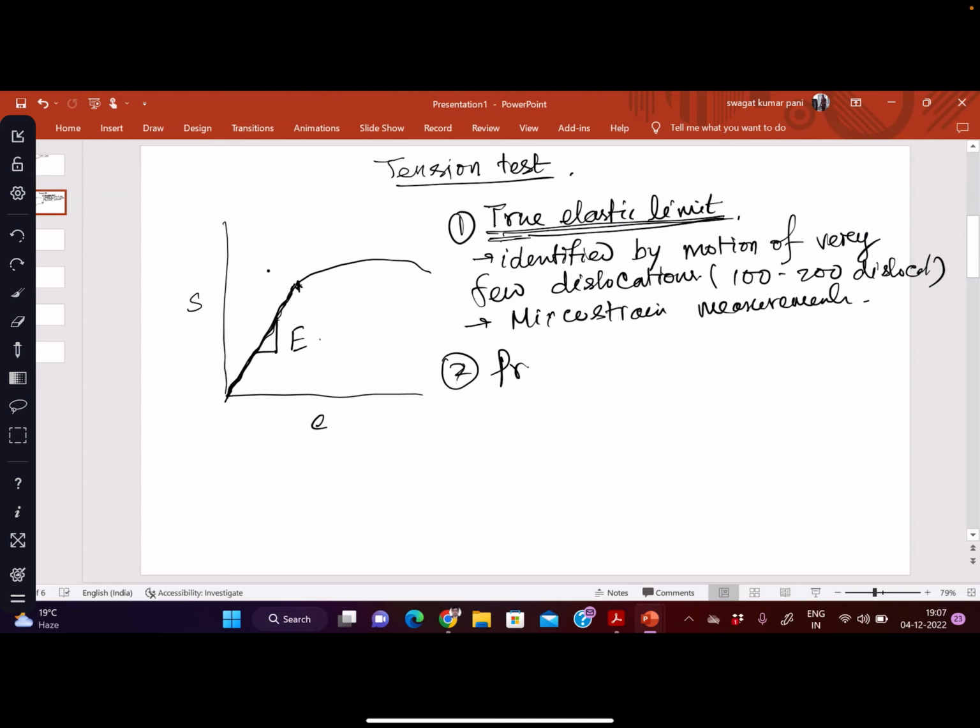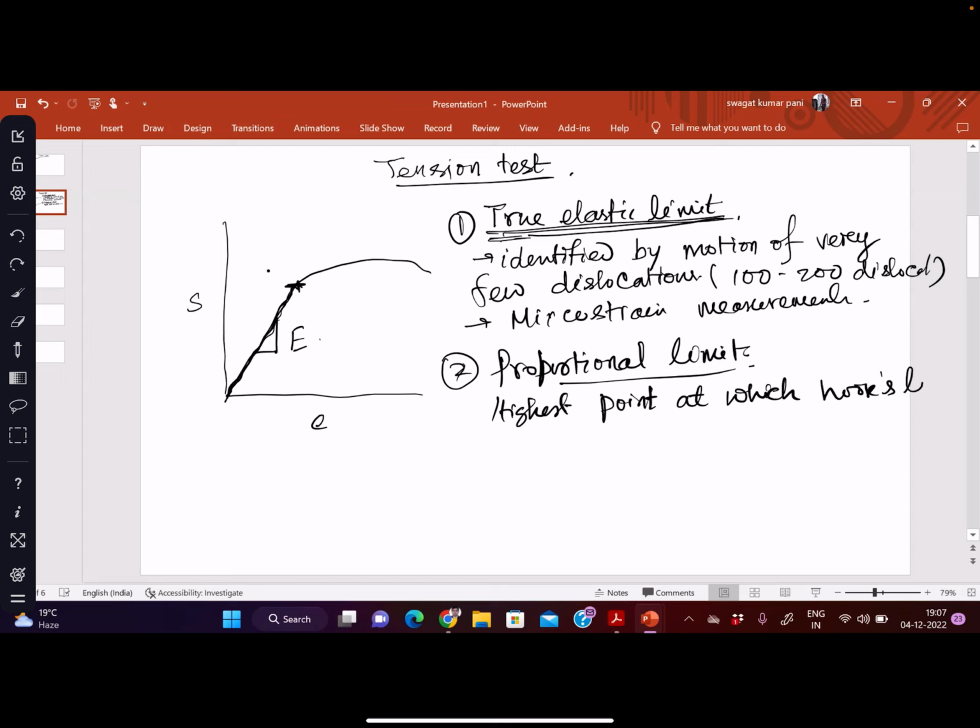One is their proportional limit. So this is this point, highest point, at which Hooke's law is valid. That means stress is directly proportional to strain.